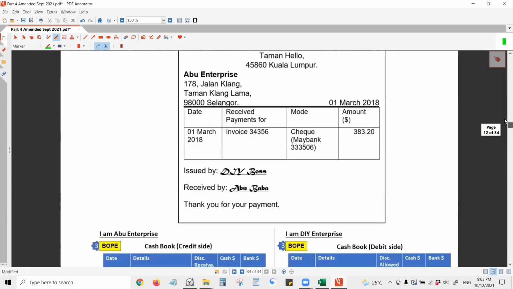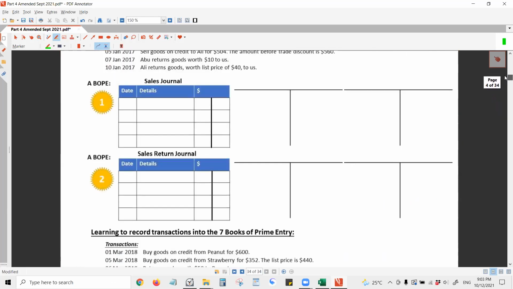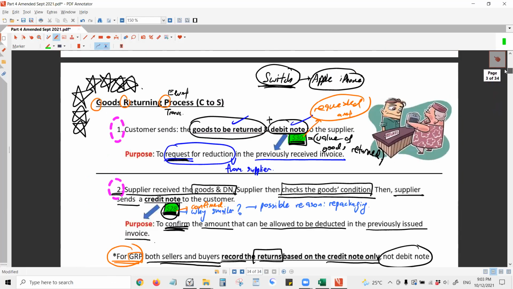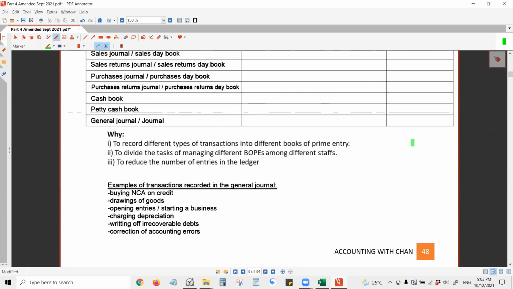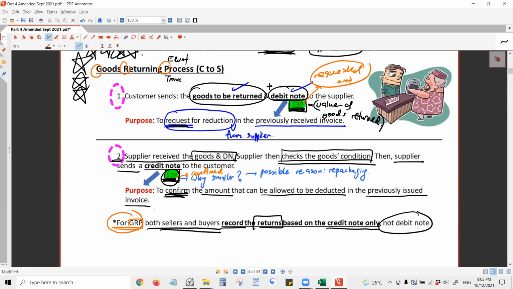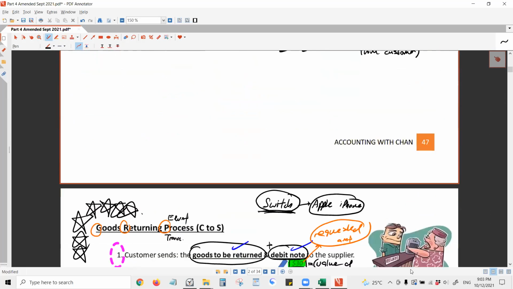Go back to the notes. We go learn more things. Page 48. Come to page 48. So just now we went through the 6 main documents, but I've yet to show you how they look, right? Later we will see how each and every document looks like, and how to read them.